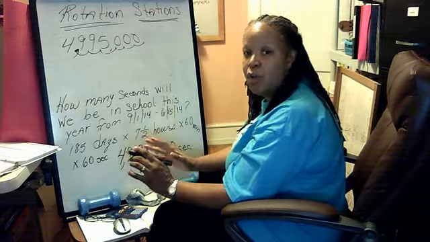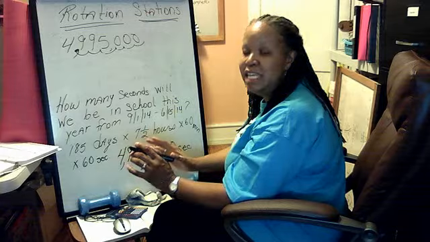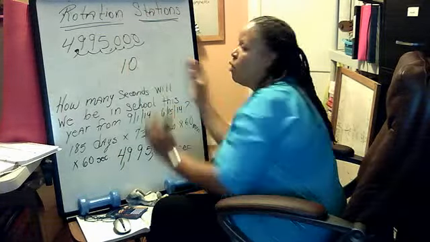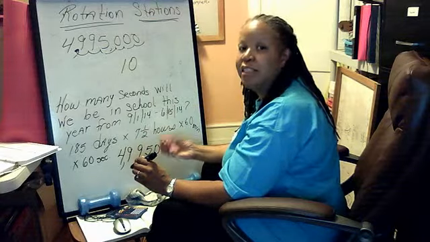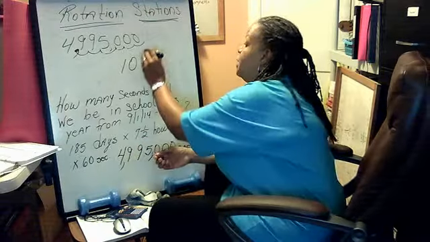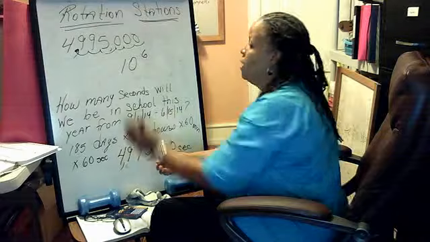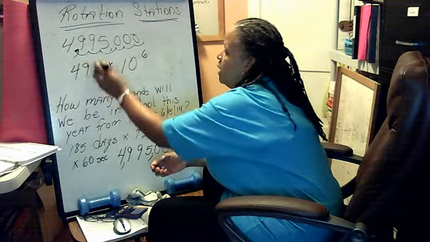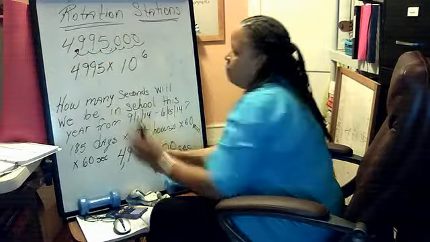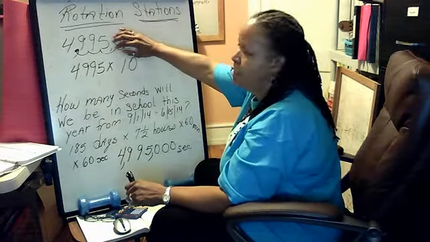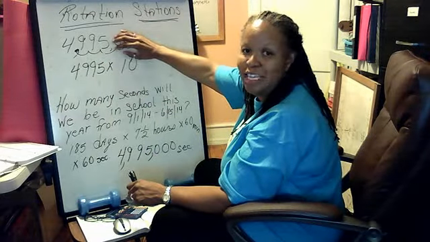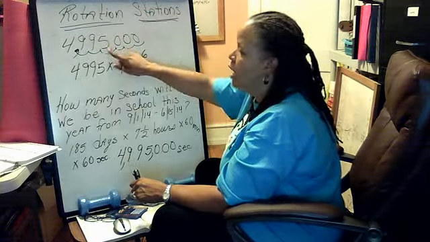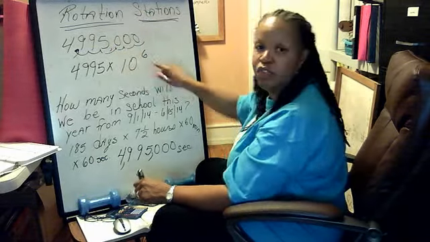What power do we need to use for 10? 10 to what power will move our decimal 6 places? Well, 10 to the 6th power times 4.995. So we're going to drop the zeros, and we're just going to use the digits that are not 0, which is 4.995 times 10 to the 6th power.